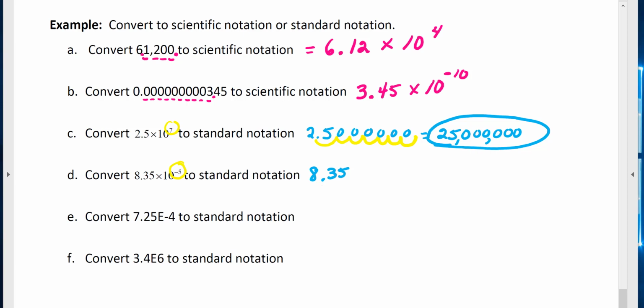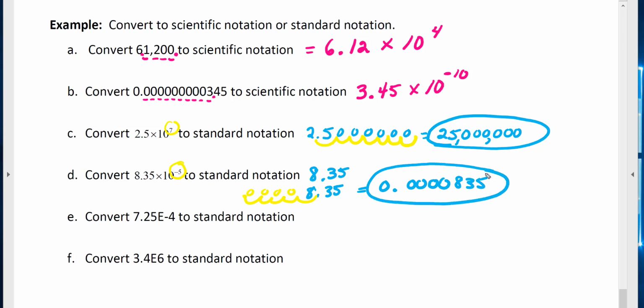Let me rewrite 8.35 below. Move it to the left, 1, 2, 3, 4, 5. Fill in the rest with zeros. So now my final answer is going to be 0.0000835. And that will be my final answer. That's in standard notation.